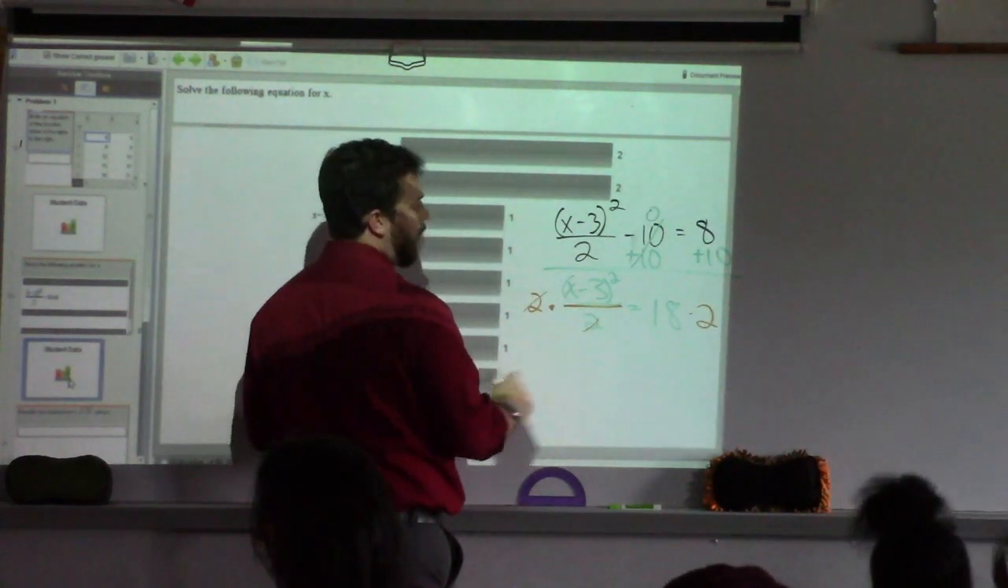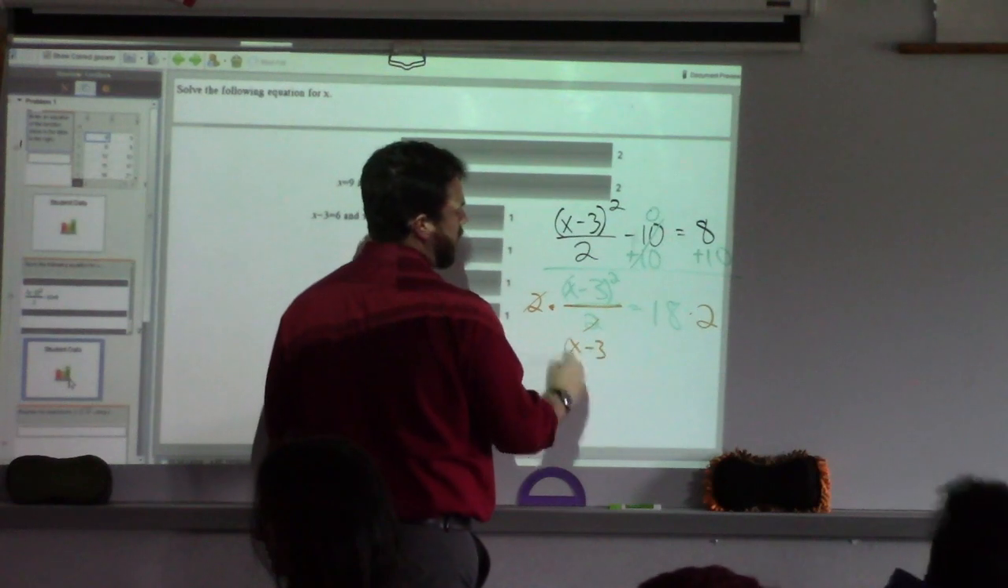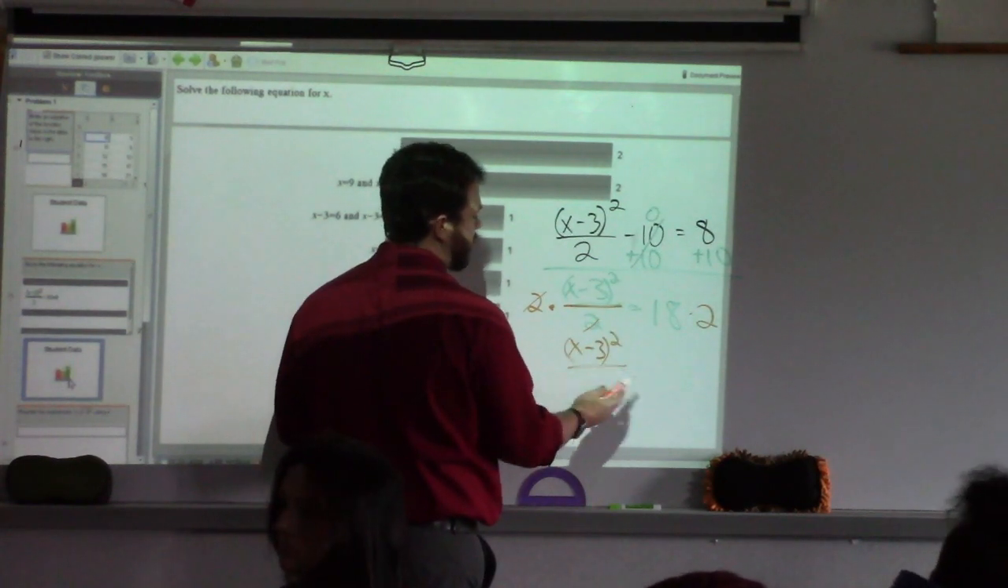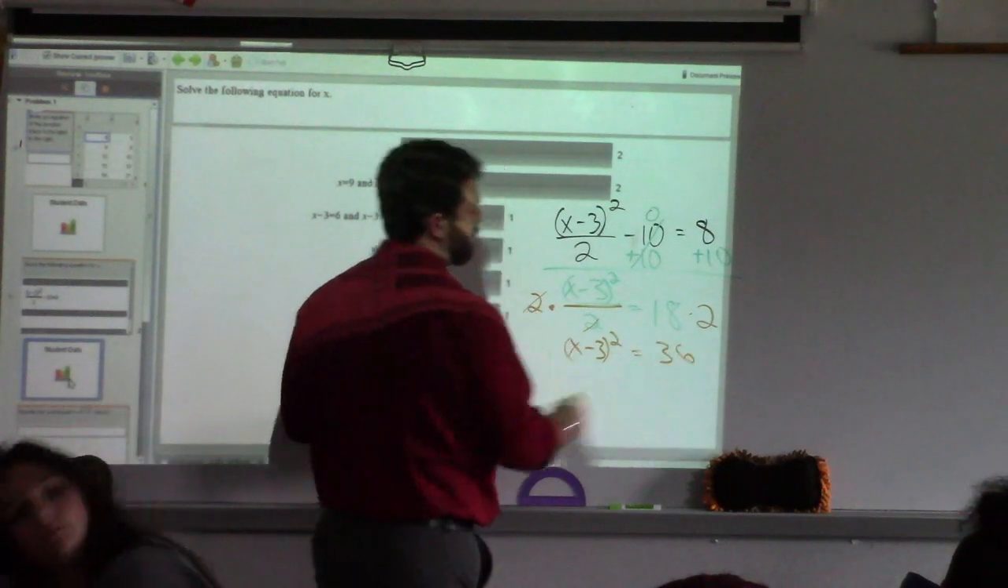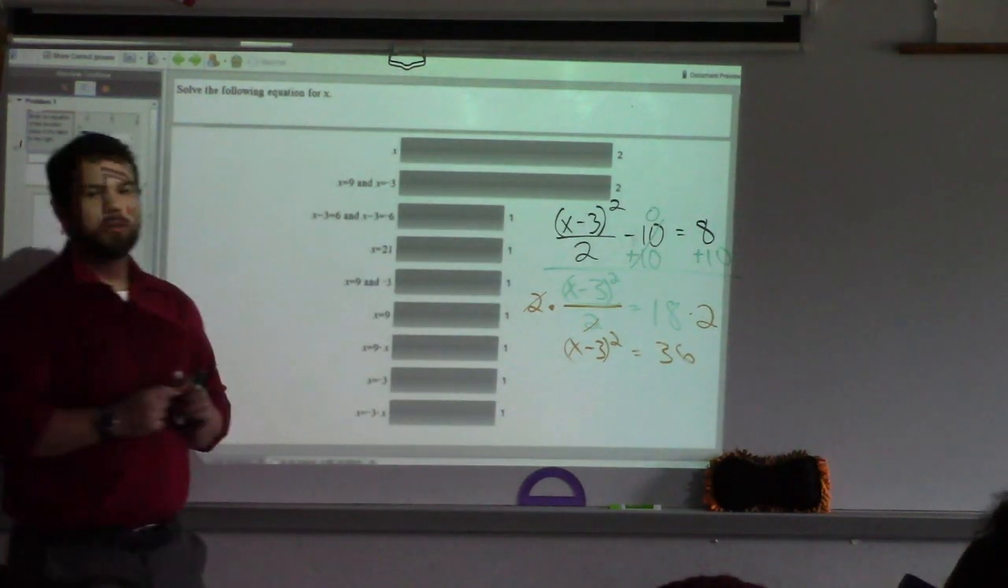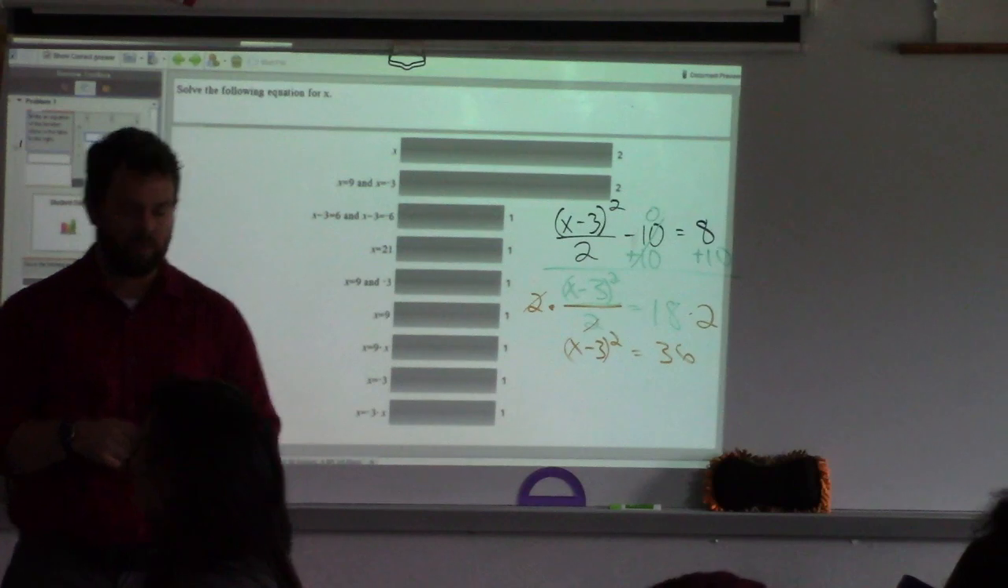That's the biggest reason why I don't want you to ever say "over," is because we need to recognize that fraction is division, because then I know to multiply. 36. That's why I got it. Okay? So from here, Caleb, what are we going to do to solve at this point?